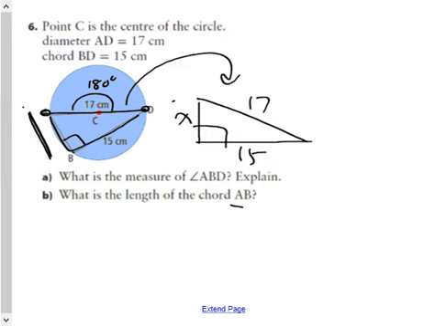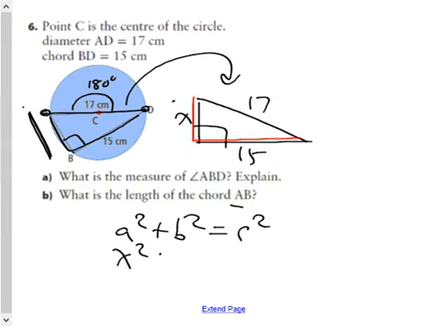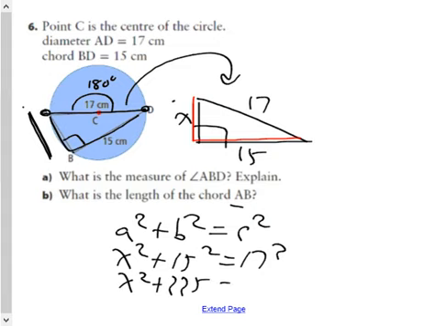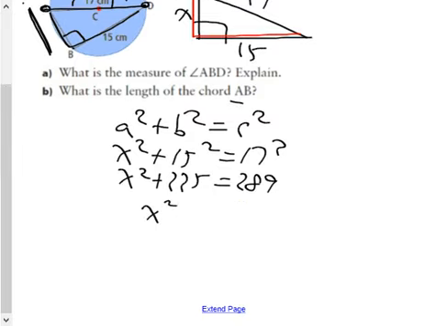And remember, Pythagoras said the legs, meaning the 2 sides that make up the 90-degree angle, the area of those 2 squares attached to those legs add up to be the area of the other. So A squared plus B squared equals C squared. Our A and B are always our legs, so X squared plus 15 squared equals 17 squared. X squared plus 225 equals 289. X squared equals 64. And if I square root both sides, I get X equals 8.